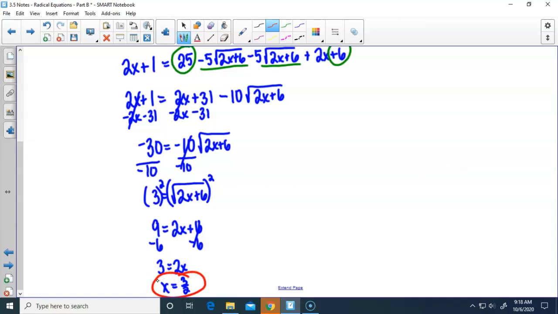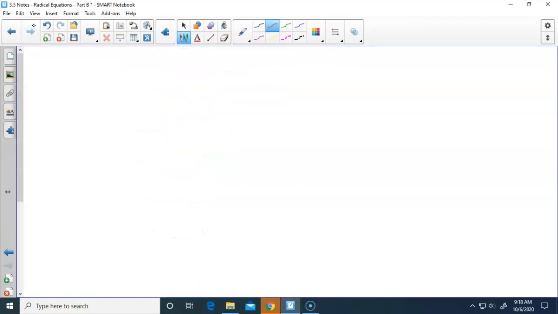Alright, let's do another one that is going to be a little bit more difficult. And this will be a little bit more like the first problem that we did. We've got the square root of 3x plus 10 equals the square root of x plus 11 minus 1.